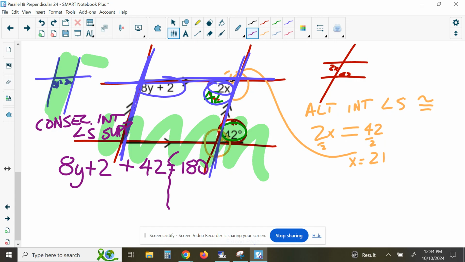Mm-hmm. And then what'd you do? Minus 44 on both sides. And you got 8y equals 136. Just 36? No, 136. And then you divide by 8. Okay. So we get y is 17.